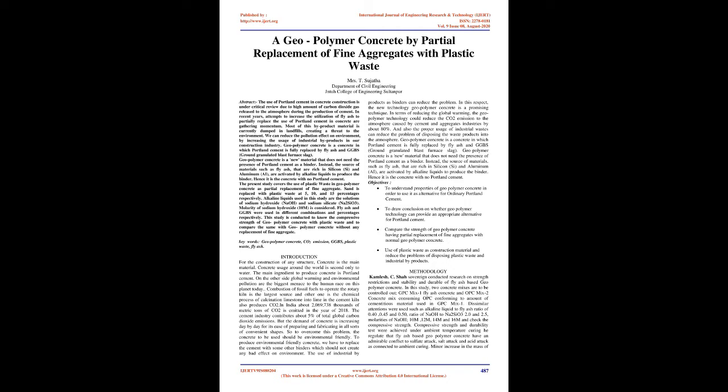Geopolymer concrete is a concrete in which Portland cement is fully replaced by fly ash and GGBS, ground granulated blast furnace slag. Geopolymer concrete is a new material that does not need the presence of Portland cement as a binder. Instead, source materials, such as fly ash, that are rich in silicon, Si, and aluminum, Al, are activated by alkaline liquids to produce the binder. Hence it is the concrete with no Portland cement.